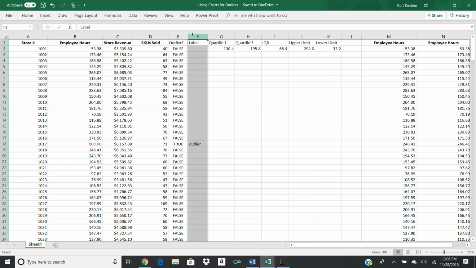We'll come back to those. So those are the two that are directly next to the SKU sold. Don't worry about those for now. The first thing we're going to do is generate quartile 1.